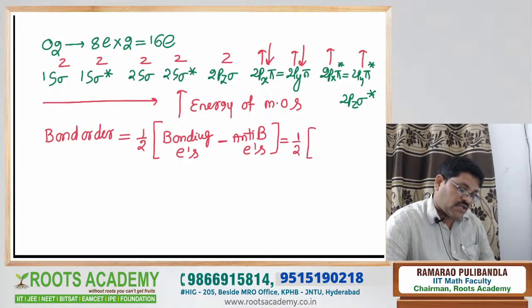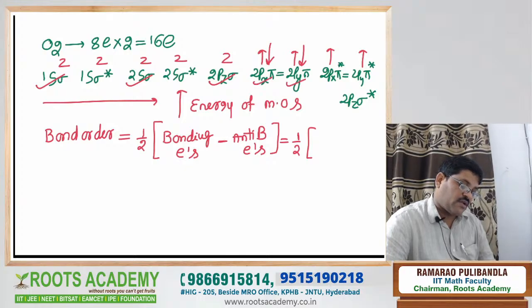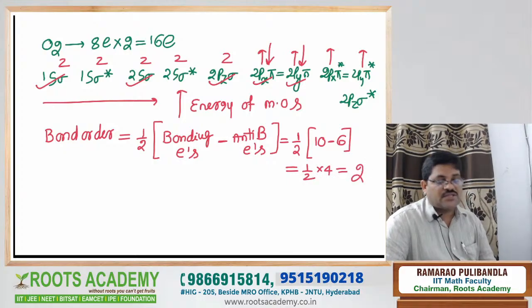Tell me, what are the bonding electrons? This one is sigma, a bonding. How many bonding electrons are there? 2, 4, 6, 8, 10. So bonding electrons are 10. And anti-bonding electrons are 6. Therefore, half into 4 is equal to 2. So therefore, bond order is 2.